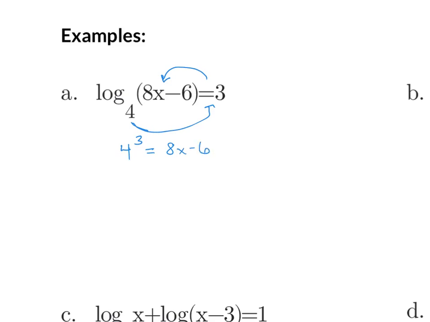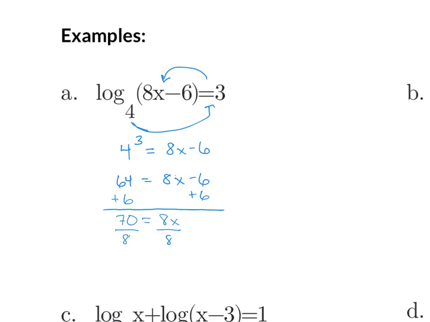Let's go ahead and evaluate the exponent. 4 cubed is 64. From here, we want to go ahead and solve a linear equation. Since all of my variables are on the right, I want to move my numbers to the left. We get 64 plus 6 is 70 equals 8x. And then we can divide by 8.